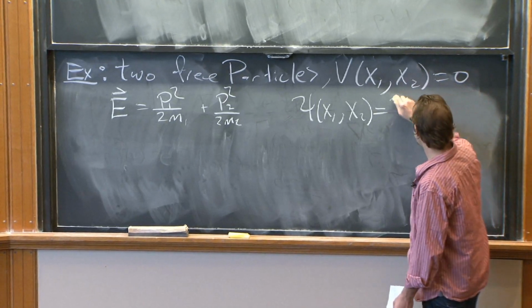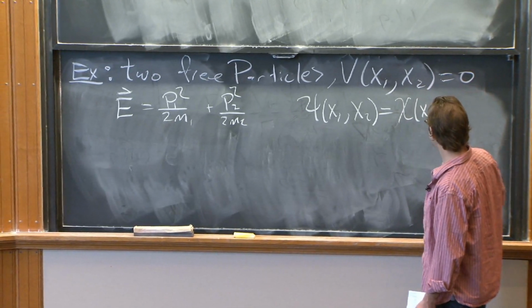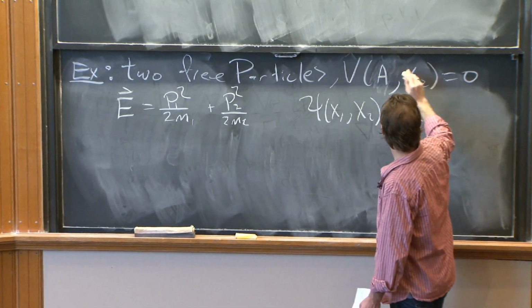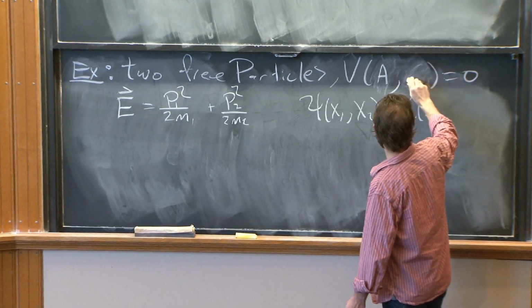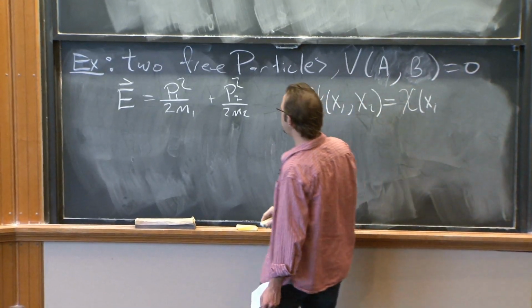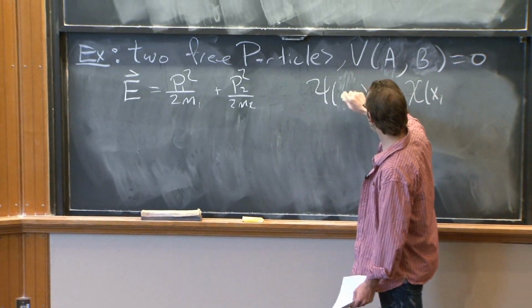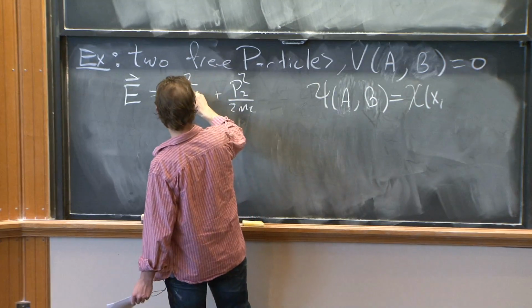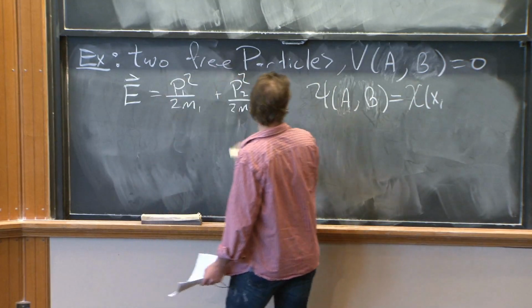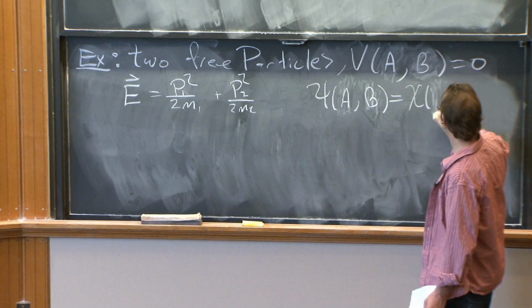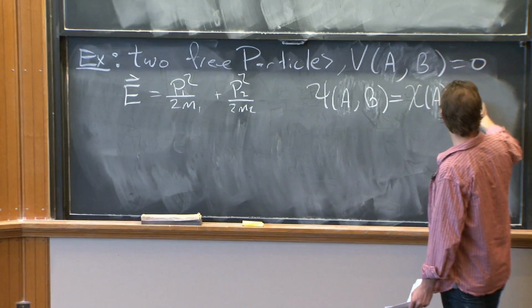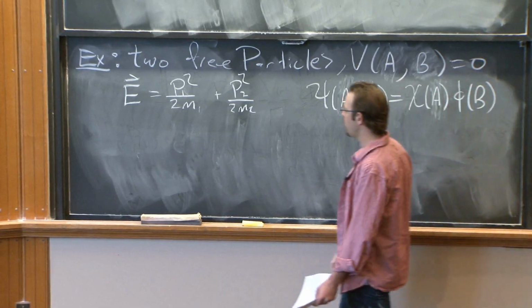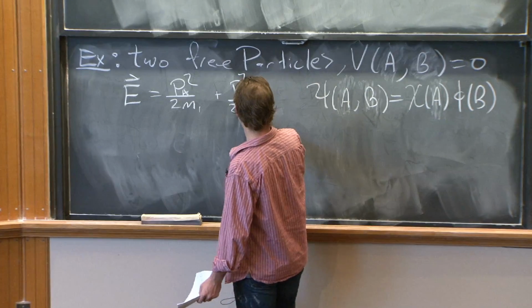So we can write this as chi of x1. And actually, I'm going to call the positions of these guys A and B, because the subscripts are just terribly misleading. So the first point is called A, the second point is called B. So A and B, and this is P1 and P2, the momenta, the two guys, chi of A and phi of B. So all I'm doing here is I'm using separation.